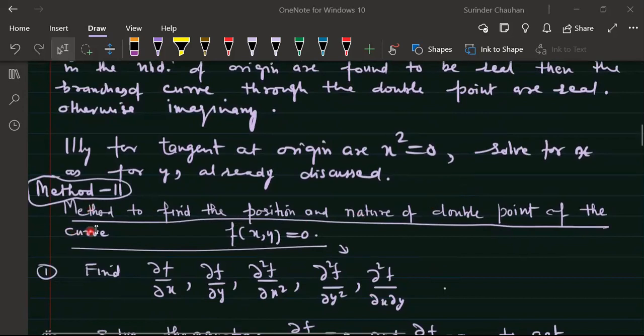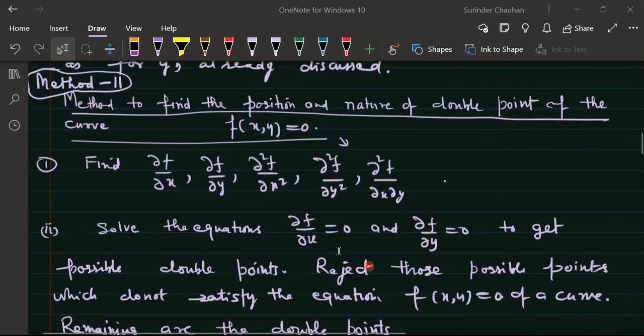Right now, the second method we'll discuss while solving a problem again. Second method to find the nature of the double point. First step is we differentiate f of x y, the polynomial f in x y: first partial derivative with respect to x, then y, then the second derivative with respect to x, second derivative with respect to y, and the mixed derivative with respect to x and y. We'll find these five terms.